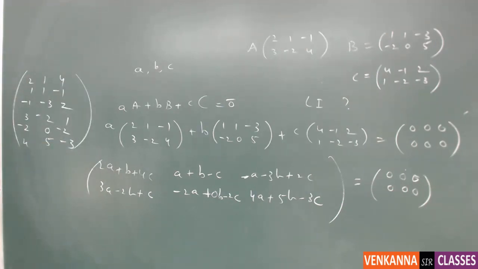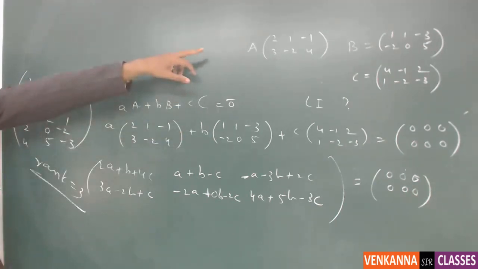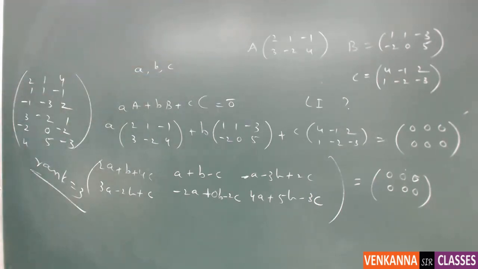On this, you apply the row operations and reduce it into echelon form, and you will get that the rank of the matrix is 3. So rank of the matrix is equal to the number of variables. This system will have only the trivial solution, that is, a, b, c are 0, 0, 0. Therefore, the given set of matrices is linearly independent. That was the conclusion.